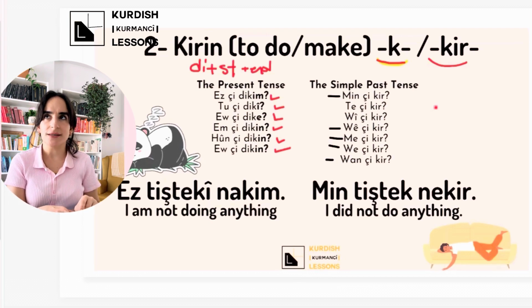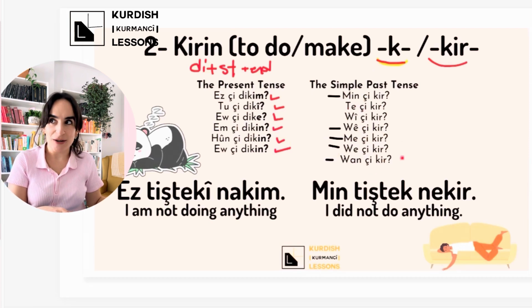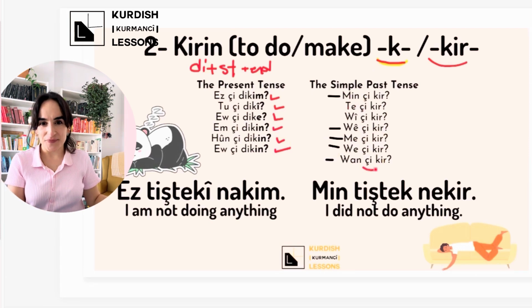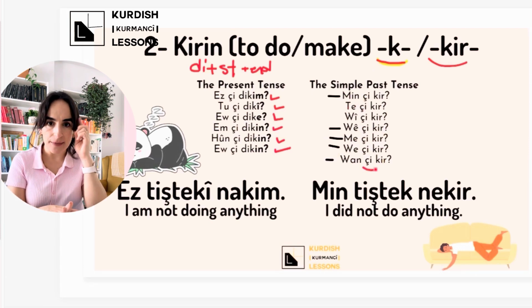But as I said, in the past tense, if you want to ask the same question, what did you do? What did she do? Etc. You need to use the oblique pronouns: min, te, wi, wi, me, we, wan. So here you see we have different subjects, but the verb is the same. Why? Because the object is the same. So don't forget, keep in mind.